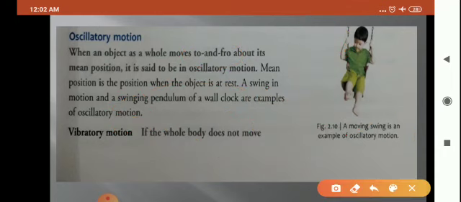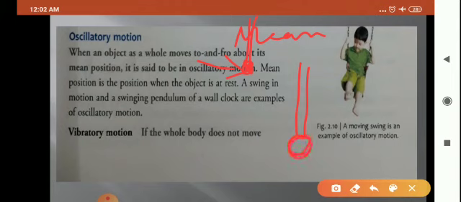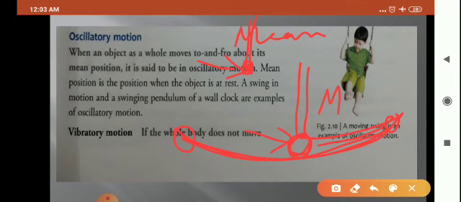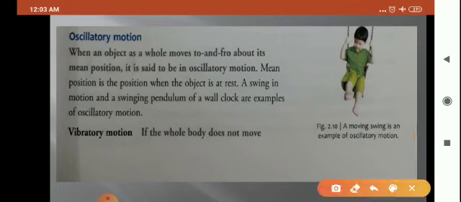So what is your to and fro motion, children? The center, or the point where the object takes rest, is called your mean position. Suppose initially the pendulum is at rest. That resting position of the pendulum is your mean position. Now as you hit the pendulum of the wall clock, it will move to this side, and then again it will move to this side. It will go here, then it will come back to mean, then again it will go to this end, and again it will come back to mean. So it is somewhat like this, a to and fro motion.